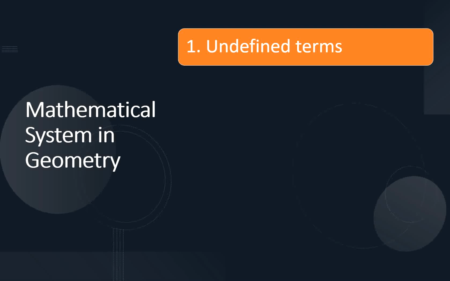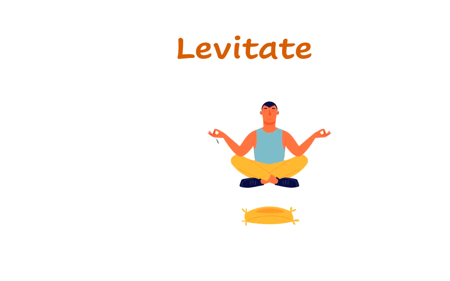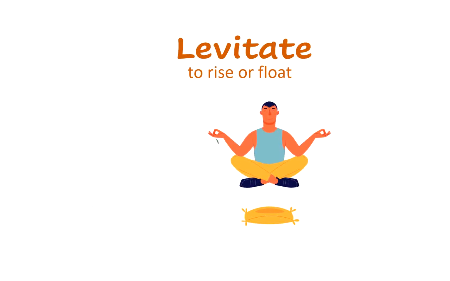From undefined terms, makakapag-formulate tayo or makakabuo tayo ng tinatawag nating defined terms. Ano ba yung defined terms? So, for example, pag sinabi sa iyo yung word na levitate, dahil hindi ka masyadong familiar sa word na to, i-google search natin para alamin kung ano ibig sabihin niya. So, pag sinabi natin levitate, it means to rise or float. It means na there are certain words na kailangan hanapin mo yung definition para maintindihan.